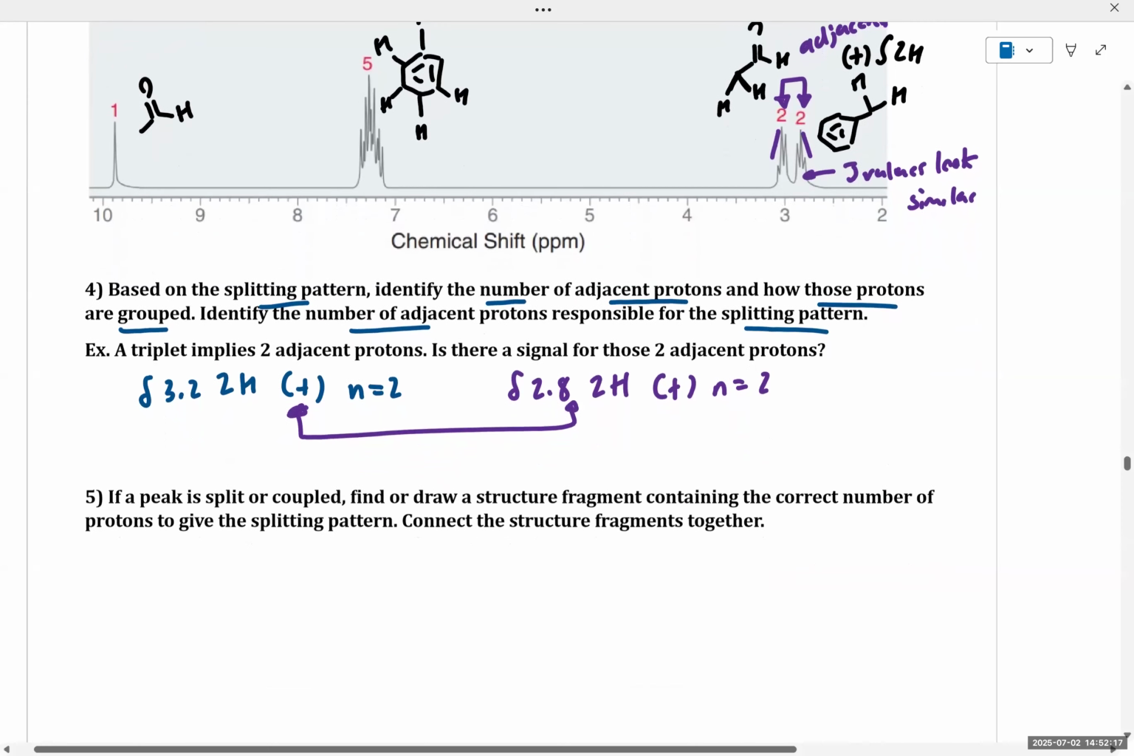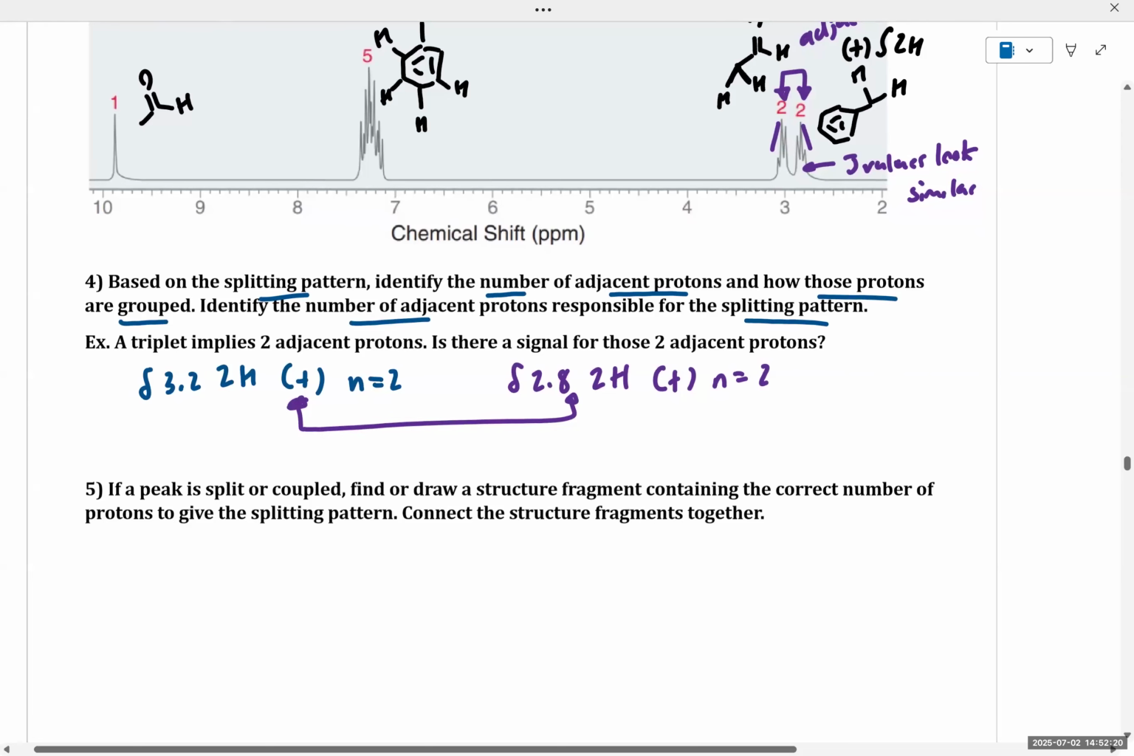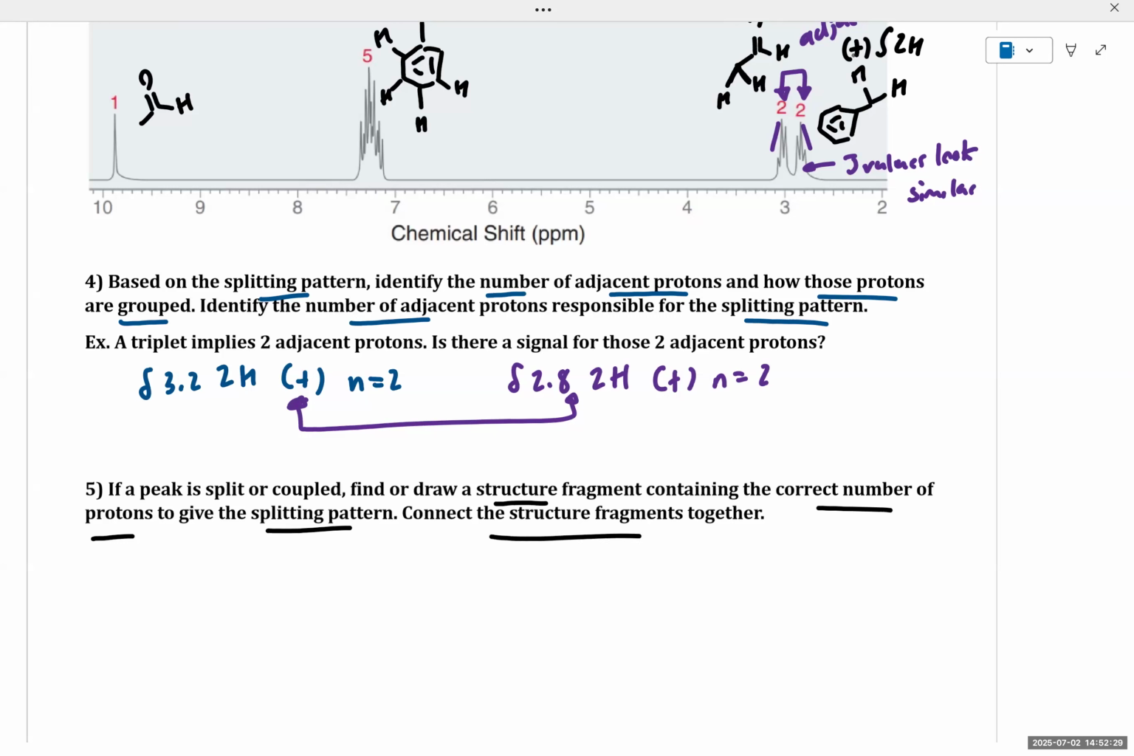Okay, so now that we've identified that these two proton groups are adjacent, what we're going to do is draw a structure fragment containing the correct number of protons to give the splitting pattern, and we're going to connect these structure fragments together.